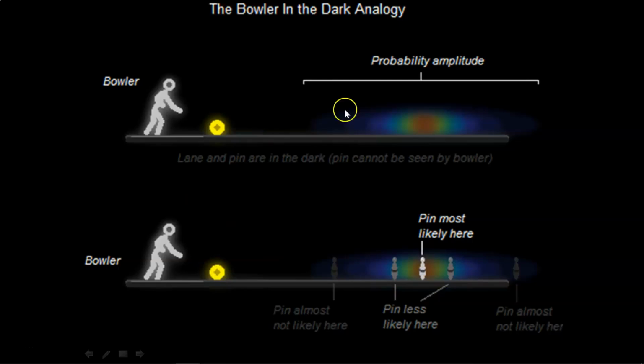Let's pretend we have a very dark bowling alley. I want to know where the bowling pin is located, but the only way I can do that is by throwing a bowling ball. I know that the bowling pin is unlikely to be here, very close to where I start off.